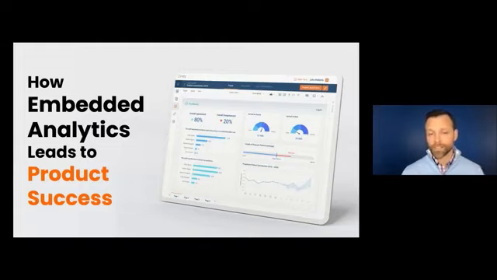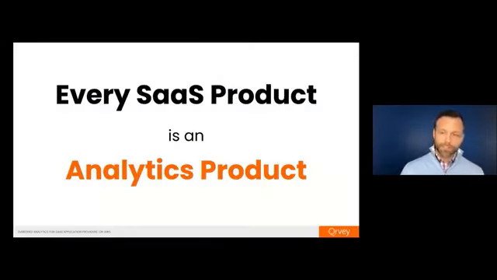leads to product success. So to start things off, whether you acknowledge it or not, every product is an analytics product. If your end users upload or create information in your system, I promise you, you are an analytics product. So what's going to differentiate you from your competition is how you address this. And your job as a product manager is to empower your end users with their own data. You are only as successful as a product manager when your end users are successful, and they are not going to be successful without that information and that data that they provide.